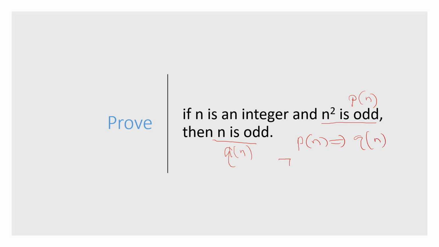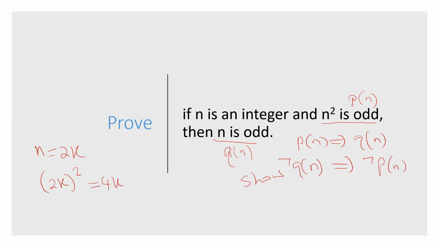But what we're going to do is show it by contraposition. We want to show that not Qn implies not Pn. Right? So not Qn means that n is even. So n is even means n can be 2k. So we look at the square of n now. That gives you 4k squared. This means it's 2 times 2k squared.